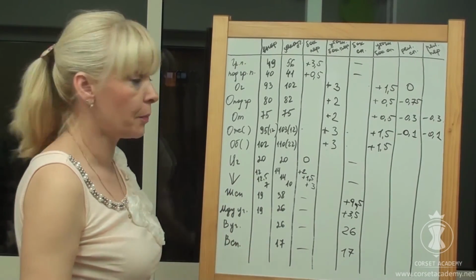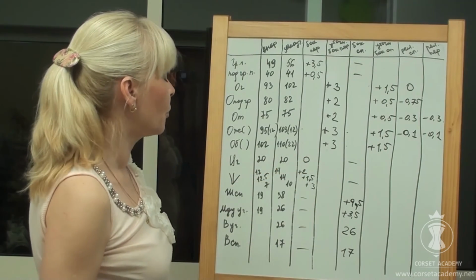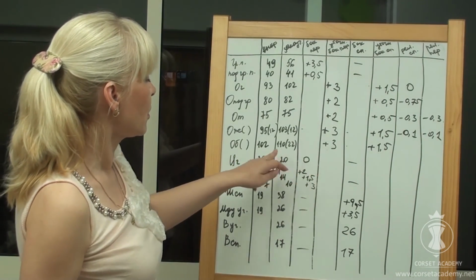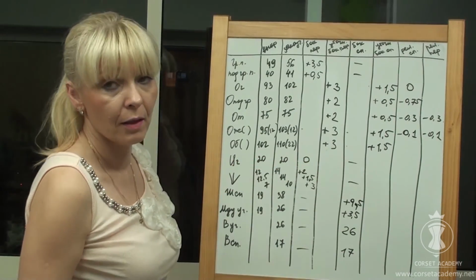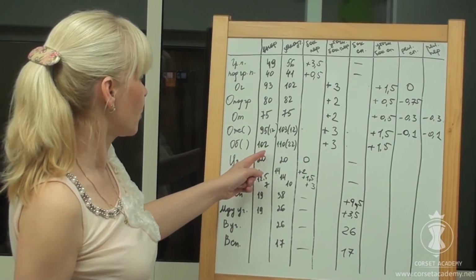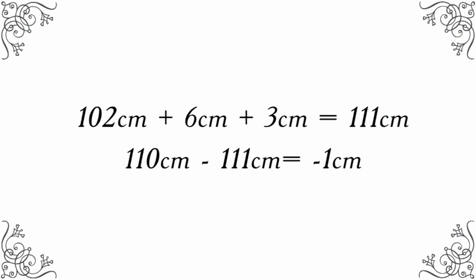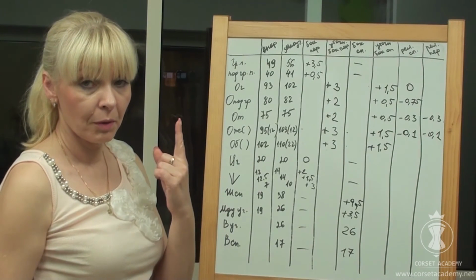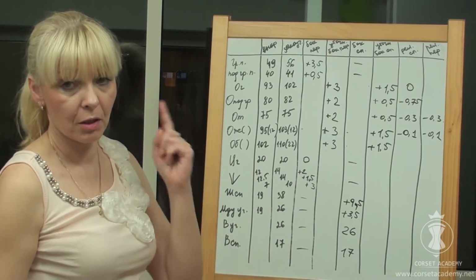Along the hip line, I have added 6 centimeters to the measurement of 102 centimeters on the pattern to adjust the side seam contour at the front and 3 centimeters to adjust the contour at the back. 102 centimeters plus 6 centimeters plus 3 centimeters equals 111 centimeters. My client's measurement is 110 centimeters. 110 centimeters minus 111 centimeters equals -1 centimeter. There is 1 extra centimeter, just like at the level of the stomach.